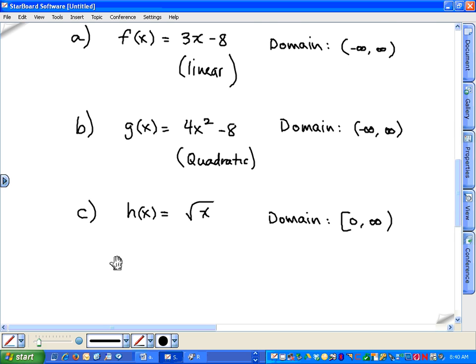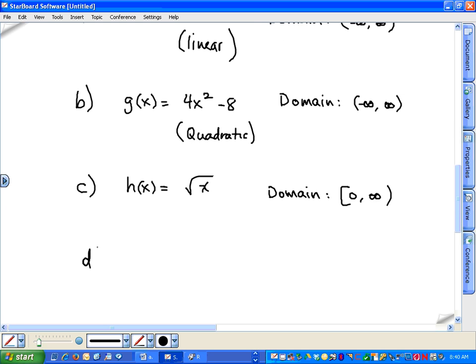Where this is going to get a little more challenging is when the expression underneath the radical sign changes. So let's do f of x again. What was it I had there before? X plus 2 or something? Okay, let's do that one.